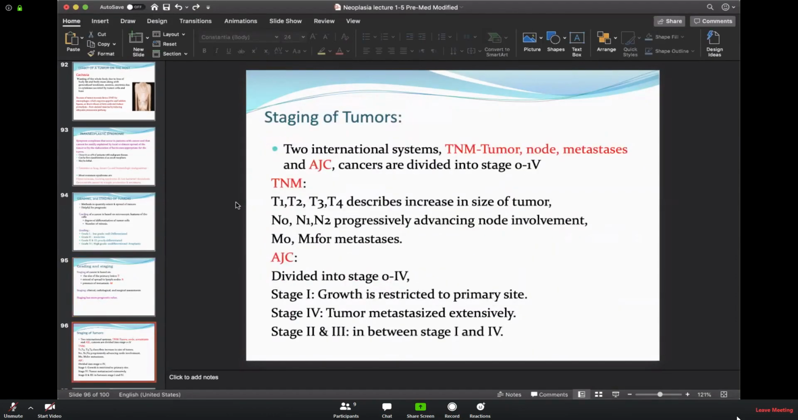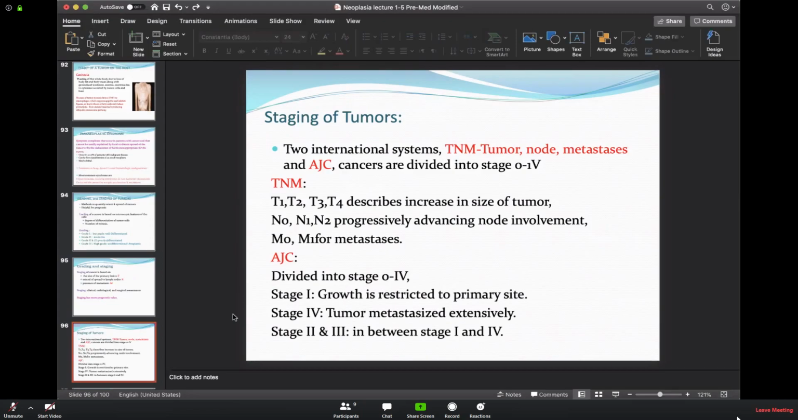So we talked already about the AJCC system and the TNM system, and so we put these TNM data into stages. So there is stage 1, there is stage 2 and 3, and there is stage 4. Stage 1 is that the tumor is local to the primary site. It has not metastasized to the lymph node. It has not metastasized remotely to other body parts.